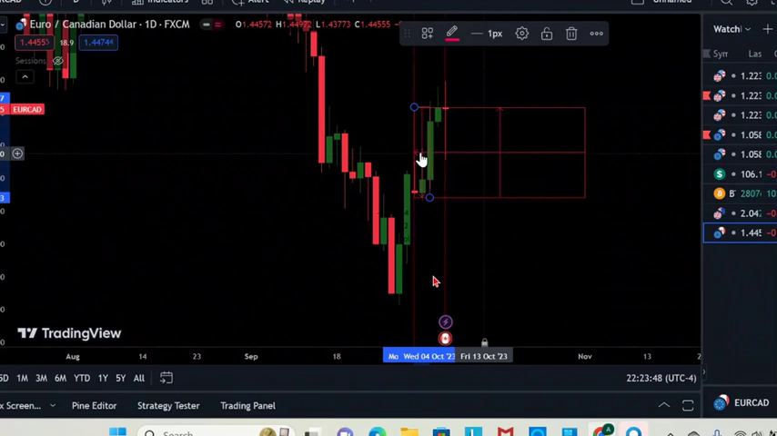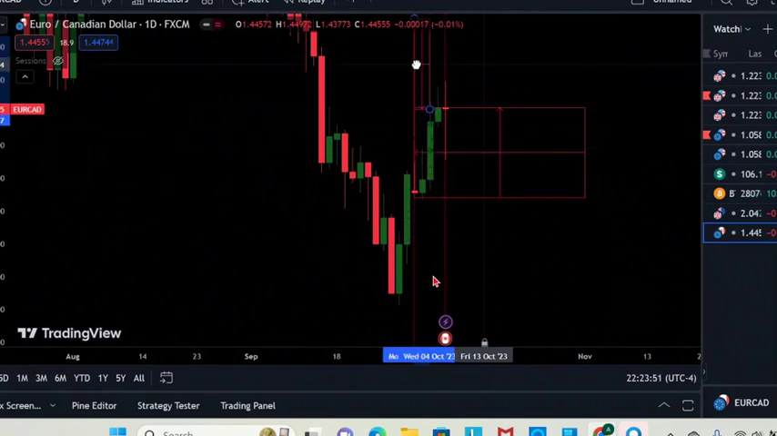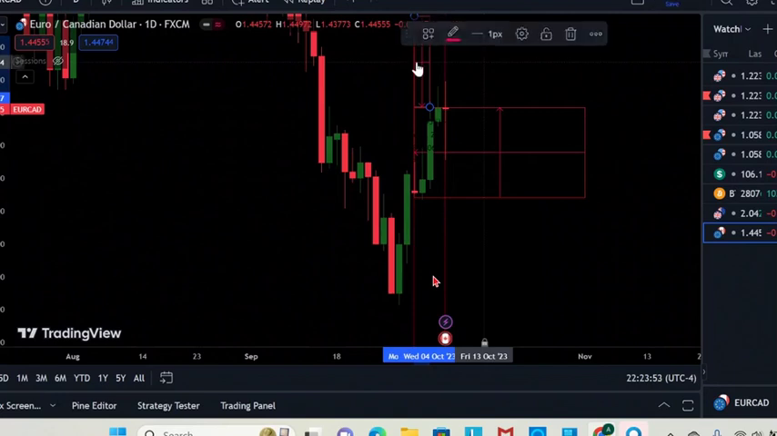Put it on top and then clone it. Put it at the bottom. This is standard deviation. This is an institutional structure.